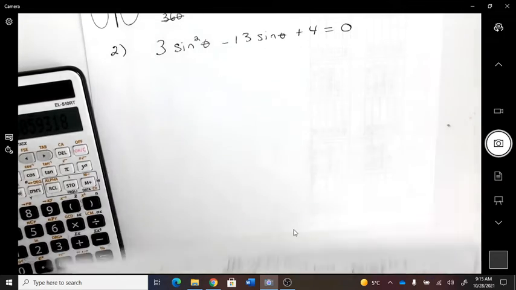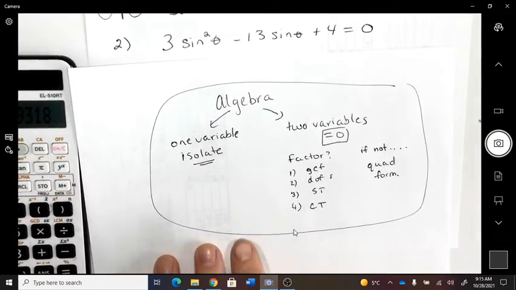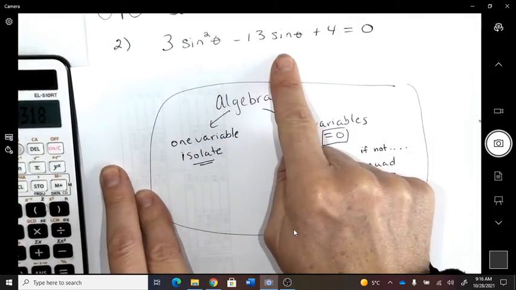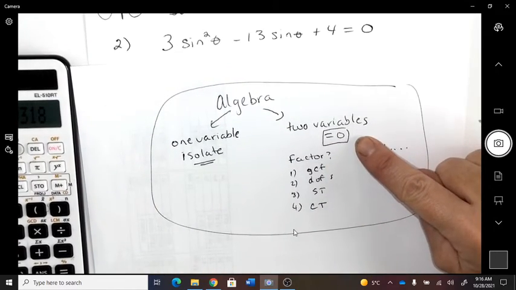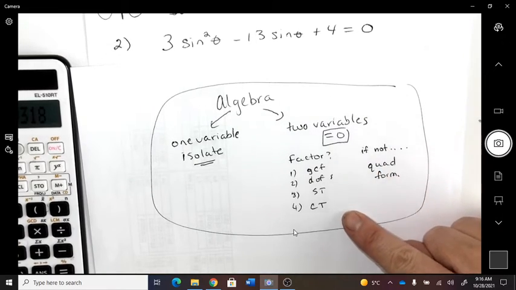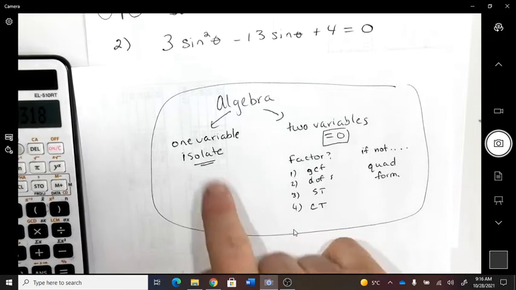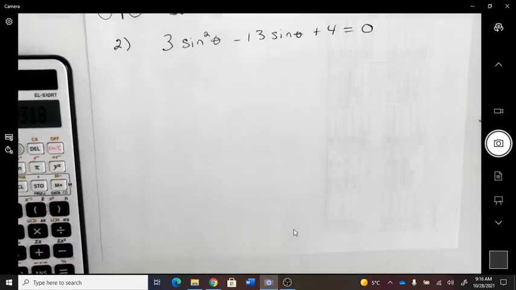Okay. Ready? I'm looking at my strategy. This is how do I start a problem. Algebra, do I have one variable? Nope. I have sine squareds and sines. It's like having x squareds and x's. Okay, so I got to set it to 0. Do I see any factoring styles? What do you think? Does that look like anything? Does it look like a complex trinomial? Right? Because you have some amount of x squareds, x's, numbers, like that's the trinomial.